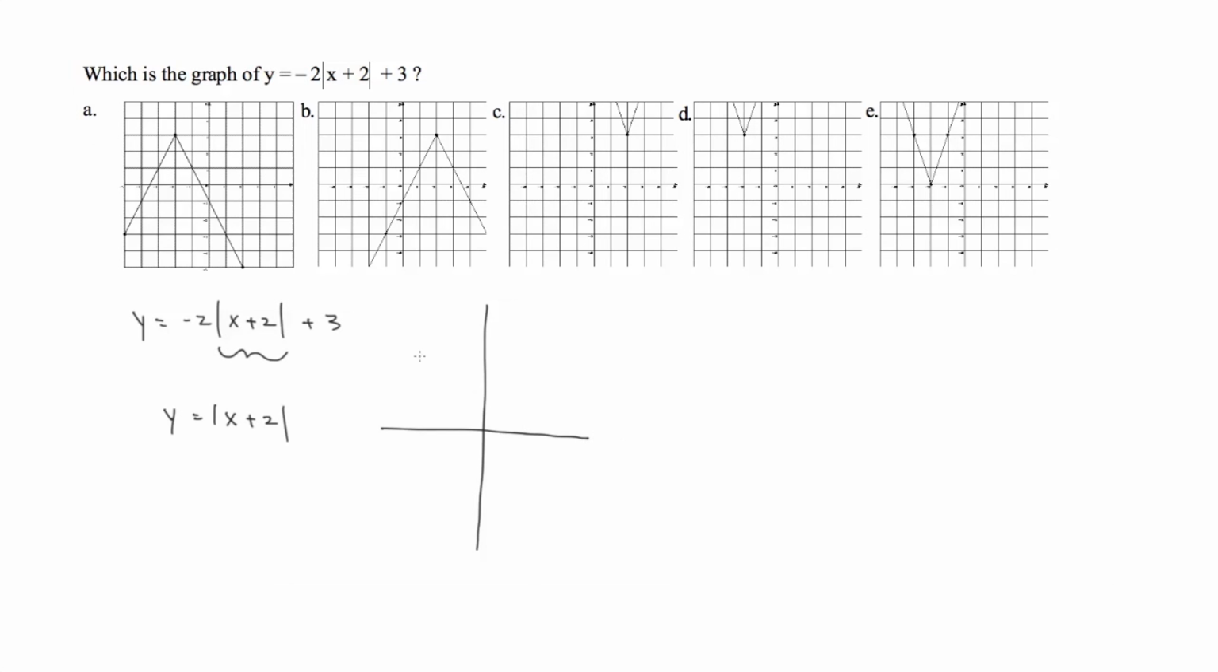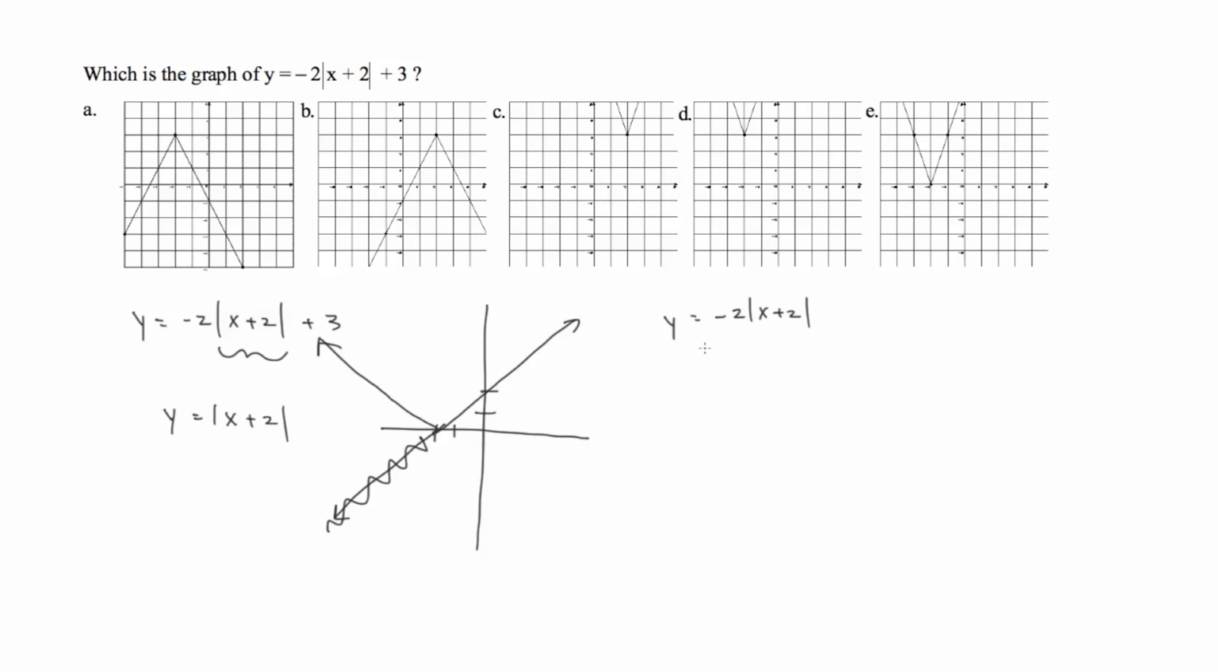Well, the graph of x plus 2 looks something like this. But since it's the absolute value, we know that it could never be negative. So we've reflected over the x-axis and it looks something like this. The next step would be to see how that -2 affects the absolute value graph.